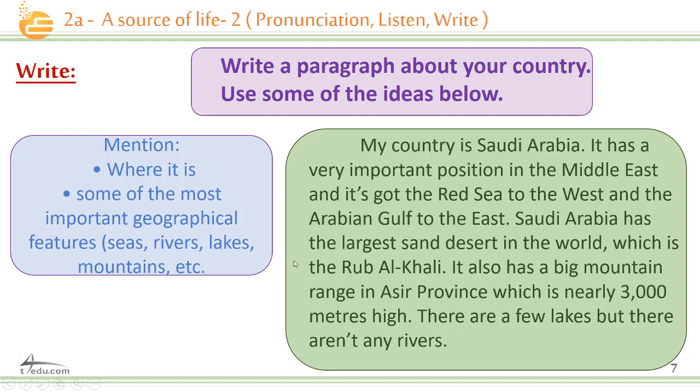Saudi Arabia has the largest sand desert in the world, which is the Rub' al-Khali. It also has a big mountain range in Asir province, which is nearly 3,000 meters high. There are few lakes, but there aren't any rivers. Okay, there aren't any rivers. Even the lakes that they have are very small and they are not noticeable. We don't know any famous ones. Okay, so this is the paragraph suggested.